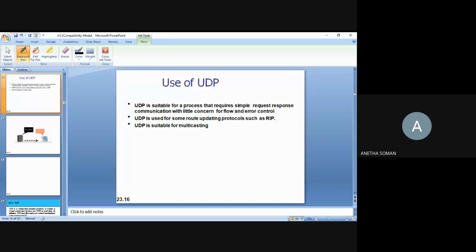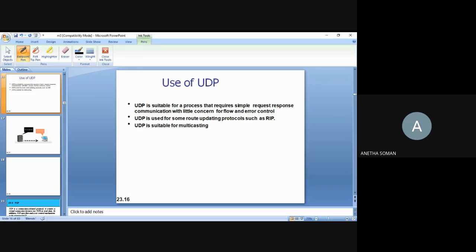First use: it is suitable for a process that requires simple request-response communication with little concern for flow and error control. That is what I told. You don't worry about the errors, don't want to correct the errors, or you don't require any reliability. So in such cases, you can make use of this UDP protocol, right?